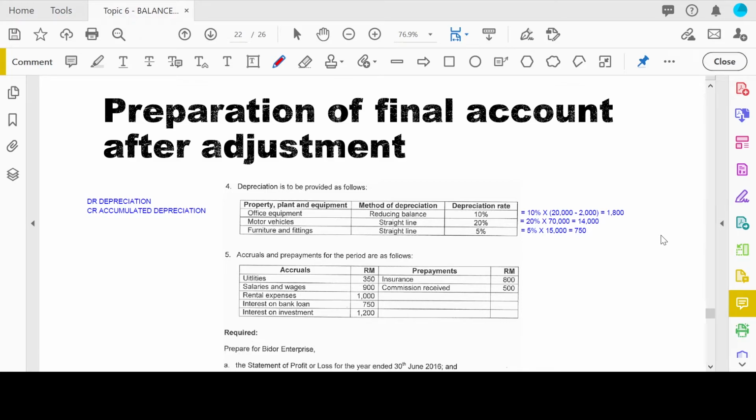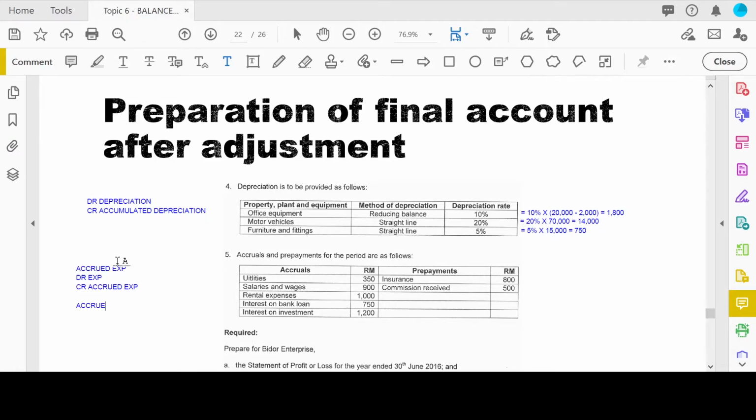For utilities, there is an accrued expense of 350. So the journal entry would be, for accrued expense, I'm going to show you in general. For accrued expense, the adjustment would be to debit the expense account and to credit the accrued expense account.